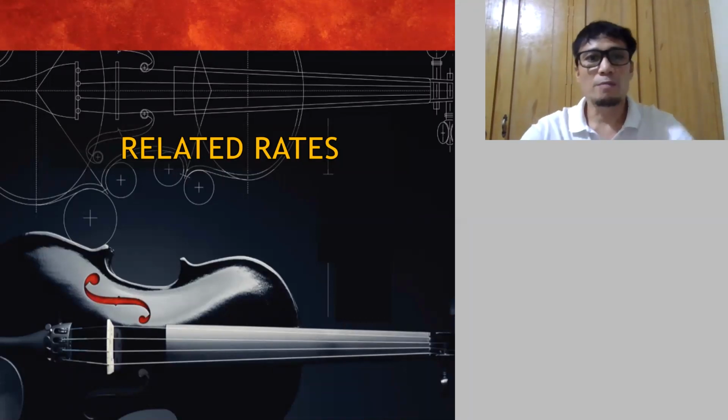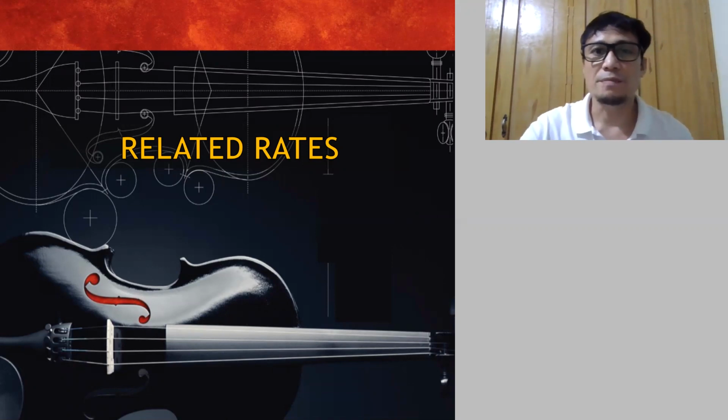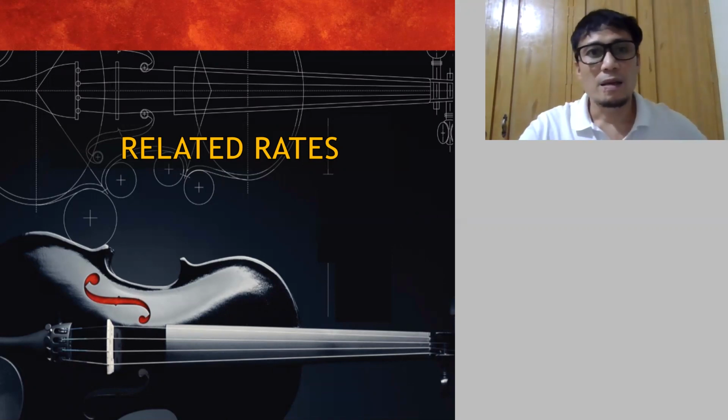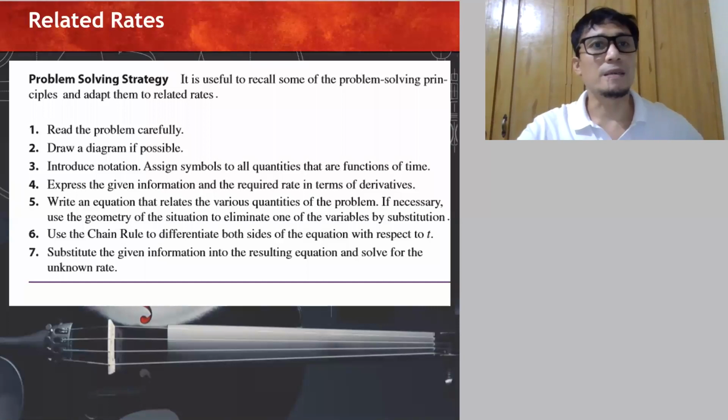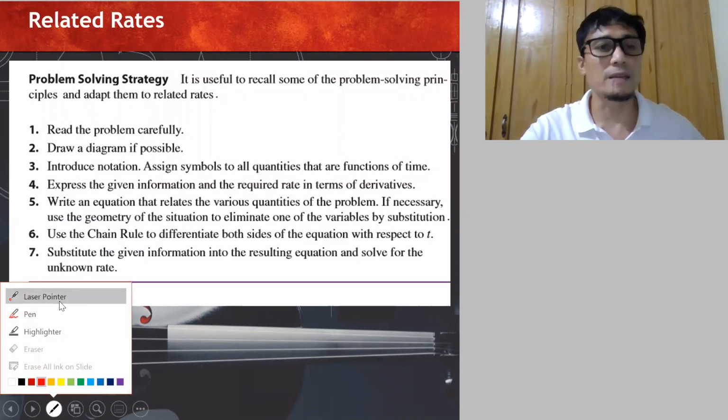The procedure involves finding an equation that relates the two quantities and then using the chain rule to differentiate both sides with respect to time. Before we illustrate this by examples, following are some important strategies that we can adapt in solving problems involving related rates.